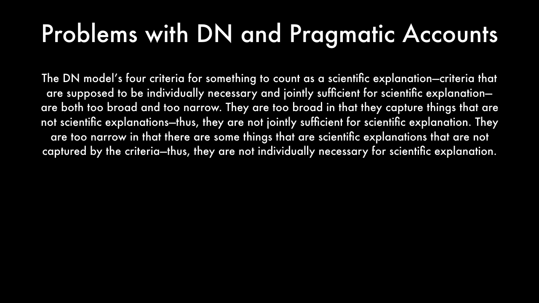The DN model's 4 criteria for something to count as a scientific explanation, criteria that are supposed to be individually necessary and jointly sufficient for scientific explanation, are both too broad and too narrow. They're too broad in that they capture things that are not scientific explanations, thus they are not jointly sufficient for scientific explanation. They're too narrow in that there are some things that are scientific explanations that aren't captured by the criteria. Thus, they're not individually necessary for scientific explanation.